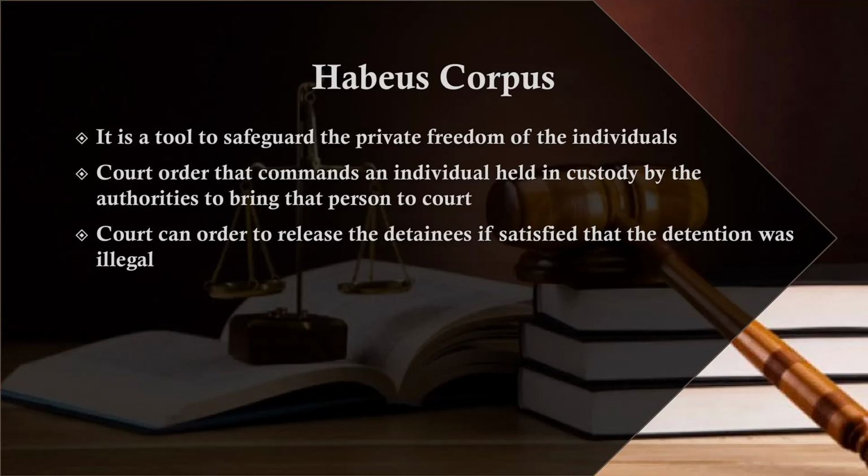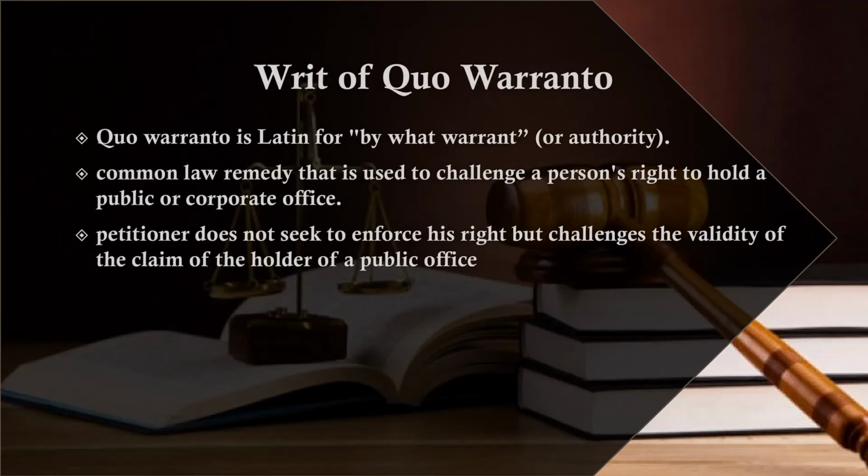Authorities are bound by the court order to present him before the court and disclose the reasons for the detention. If the court is convinced that the detention is unnecessary or illegal, the court may order to release of the detainee. Habeas corpus is thus a method to secure the subject's private freedom. And finally comes writ of quo warranto.